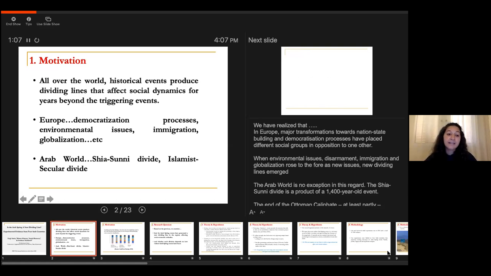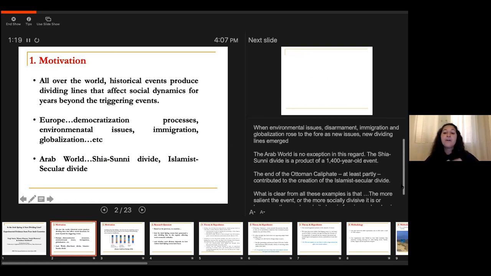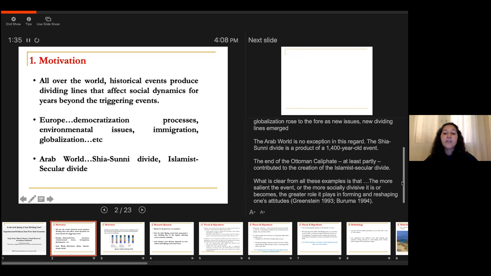So we can see that in the Arab world, there is the Shia-Sunni divide, which is also a product of a 1,400-year-old event. We also found out that the end of the Ottoman Caliphate contributed to the creation of the Islamist-secular divide. So what is clear about all these examples is that the more salient the event is, or the more socially divisive it is, the greater role it plays in forming and reshaping the attitudes of the individuals.